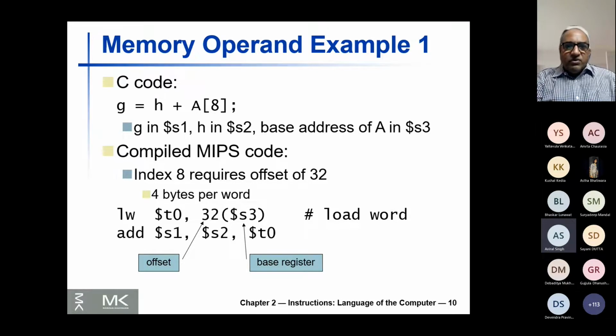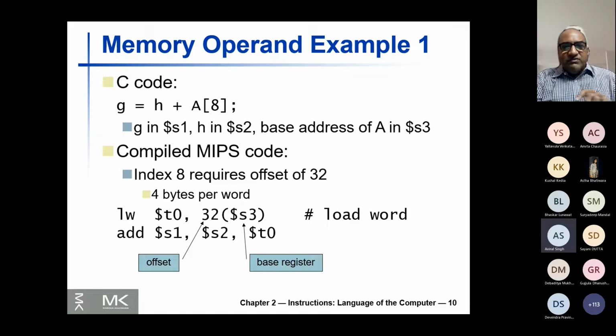So the load instruction will be this way: load word, then you fetch the value from this memory location, and it has to be placed in some register. This is the temporary register we'll use, T0. Then we fetch the value from A of 8. A has the starting address of the array, and 8 is the index of the value where it is located.